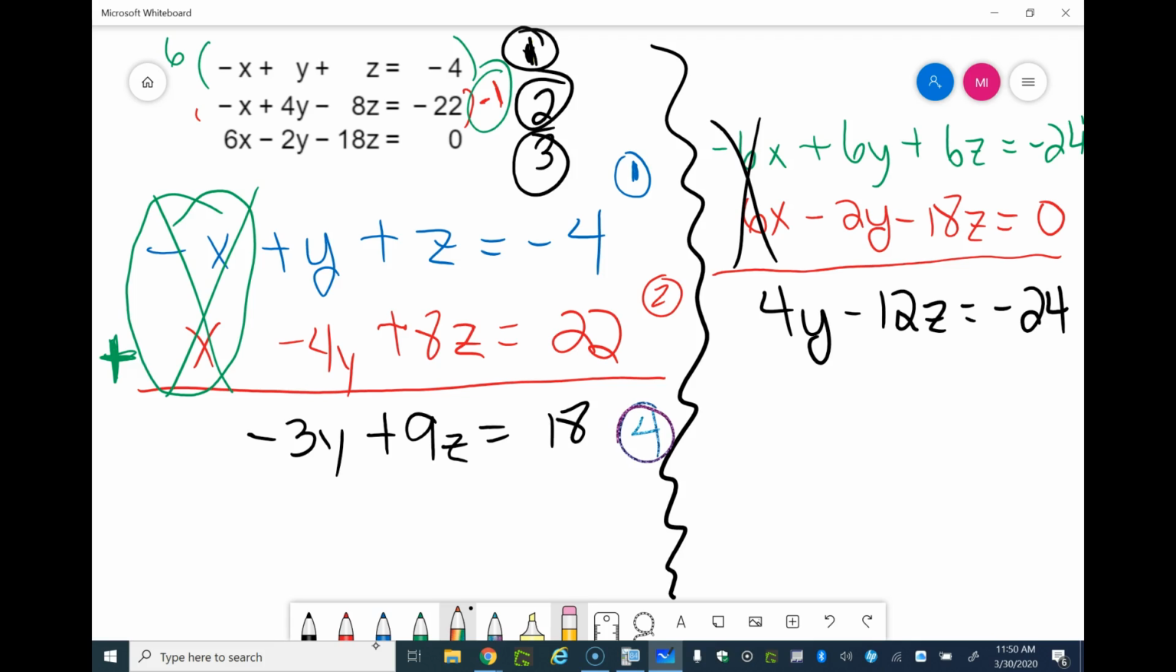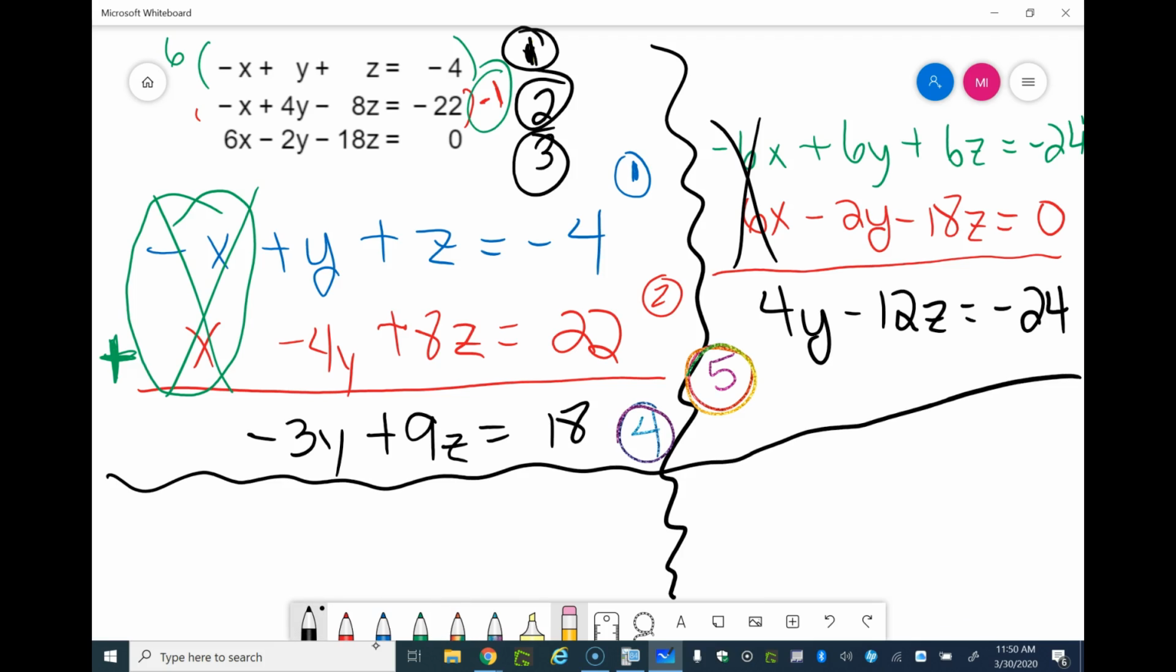And then now this one here is going to be labeled equation number 4. And then this one here, since I created a new equation, will be equation number 5. When you add or subtract two equations and you create another one, you need to put a new number to it.